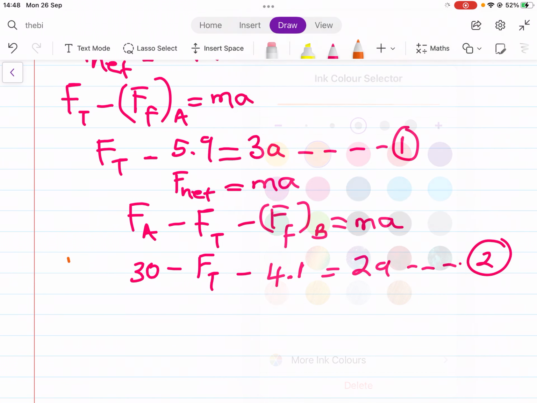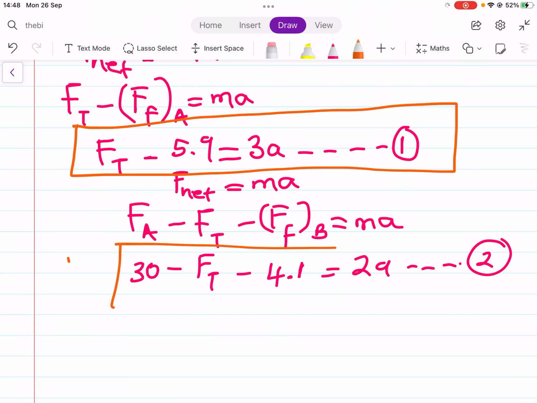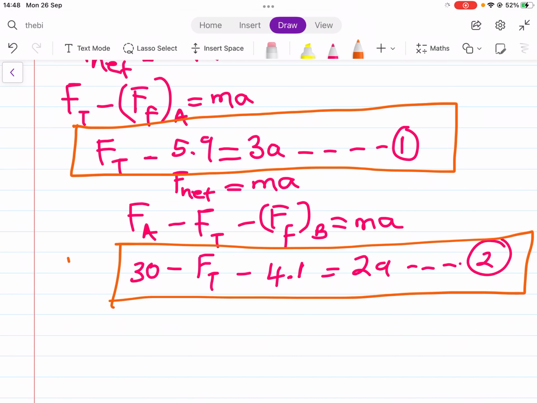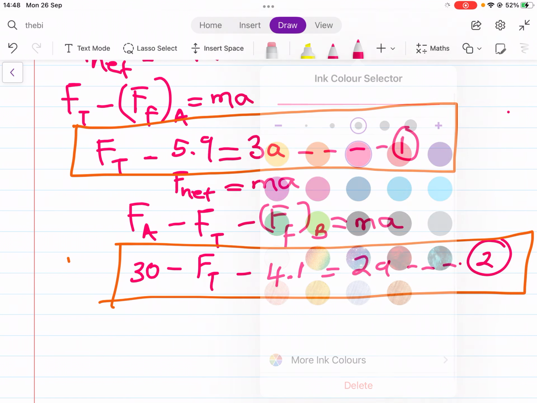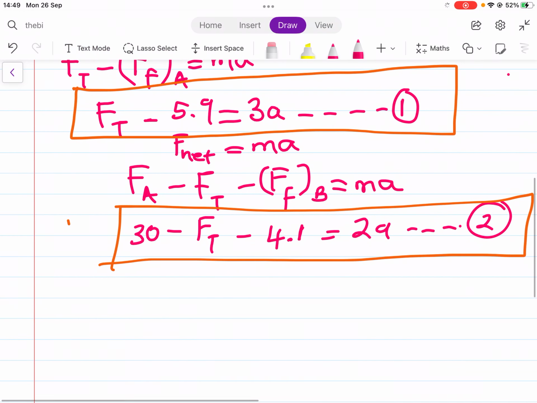So we are looking for acceleration. Both these equations have two unknowns, so we can solve them simultaneously. I prefer using the elimination method, so we can just add the two equations, equation 1 plus equation 2.